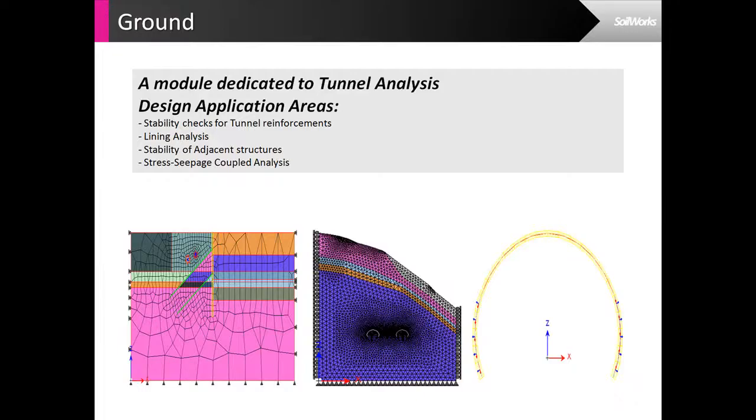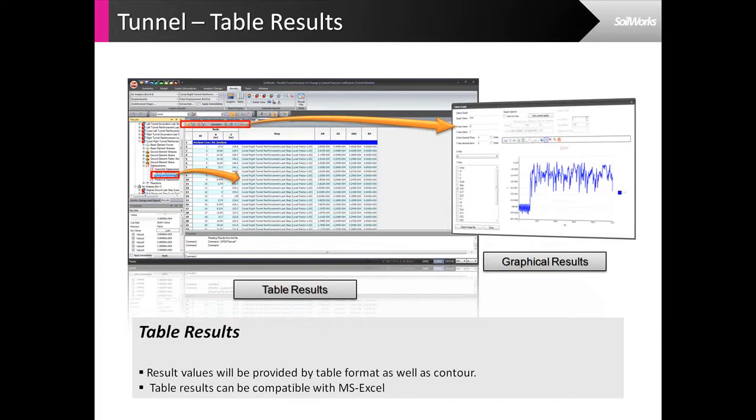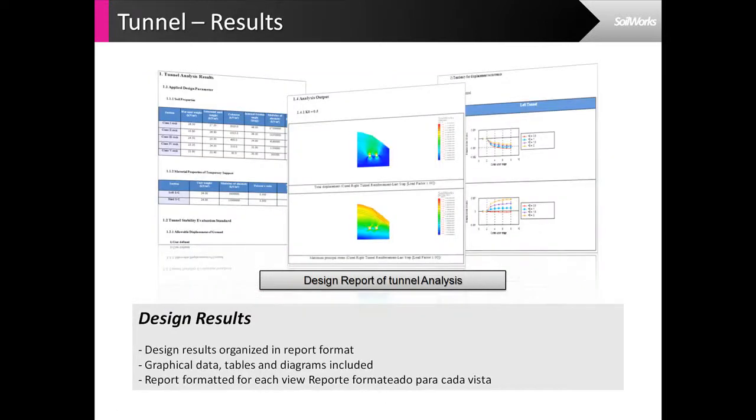So starting from the ground module, this is used for stability checks in tunnel reinforcement. We can also analyze the lining in the tunnel that we are developing. For example, we can also check the stability of adjacent structures. And for example, here you can see we have different table results and graphical results that can be obtained from the software. All of our tables are compatible with Microsoft Excel. And as you can see, we can also obtain different graphical results from our analysis.